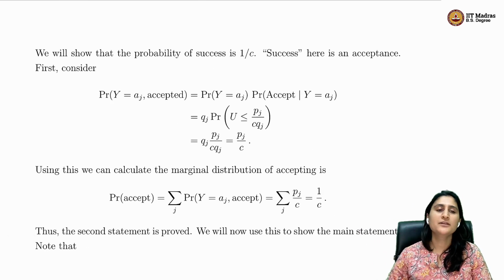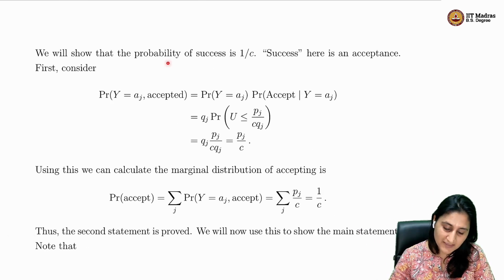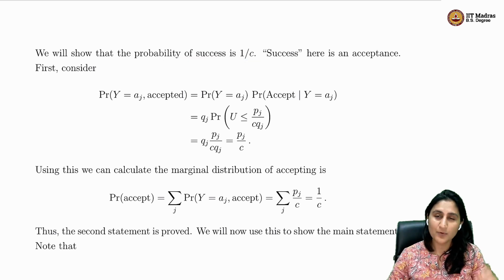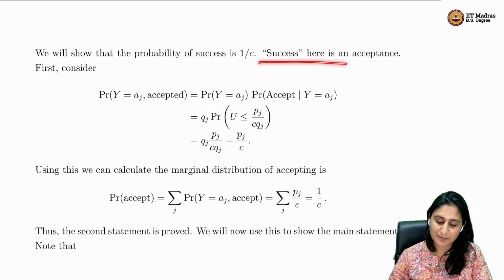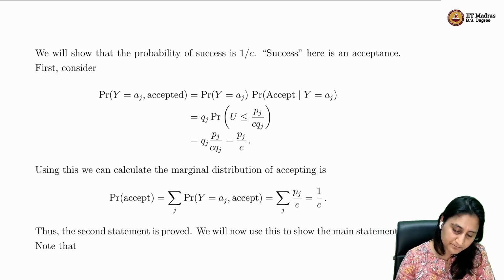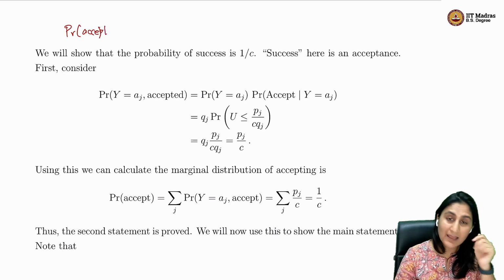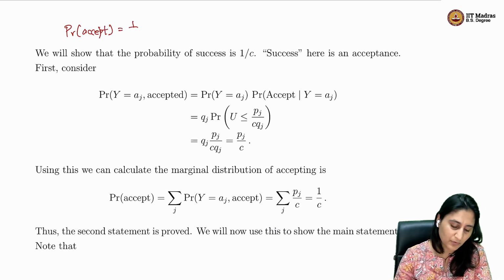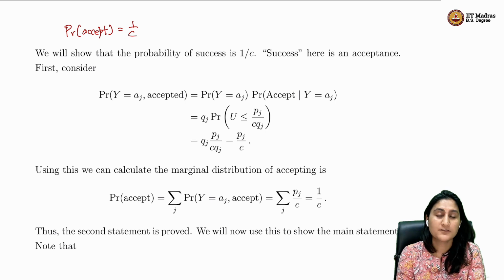So now we need to show that the probability of success is 1 by C, where success here is acceptance. So we want to show that the probability of accepting in any given iteration is going to be 1 by C. This is what we want to show.